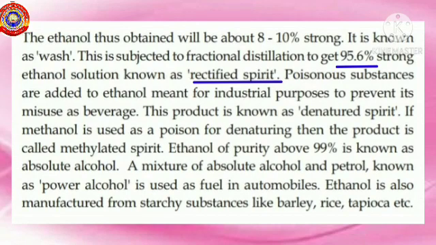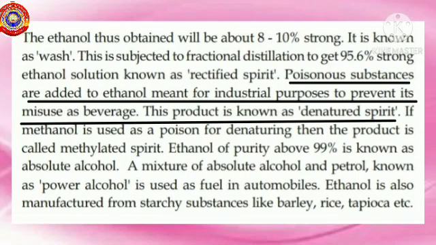So children, remember the percentage composition of rectified spirit is 95.6%. In order to prevent the misuse of alcohol as a beverage, certain poisonous substances are added to it so that it can be used only for industrial purposes. This product is known as denatured spirit. So what is denatured spirit? The alcohol in which poisonous substances are added in order to use it for industrial purposes, to prevent its misuse as a beverage, is called denatured spirit.